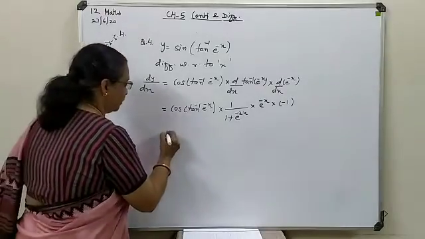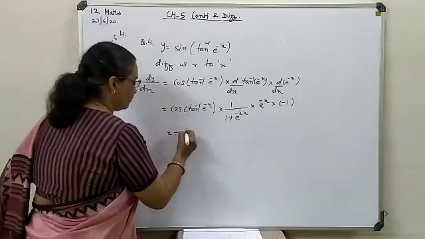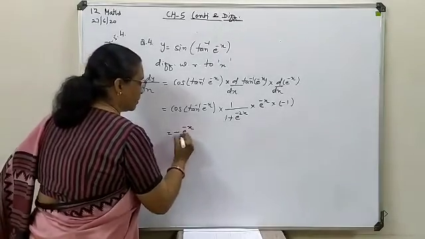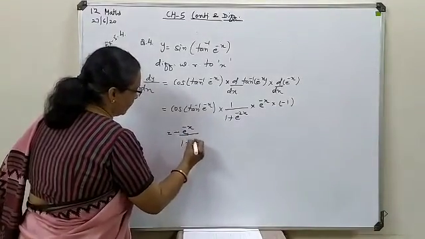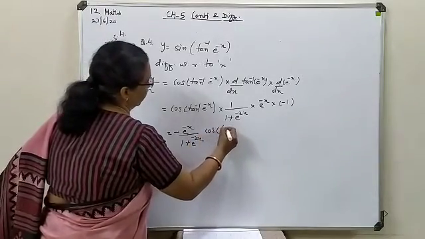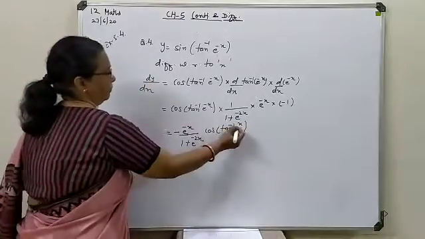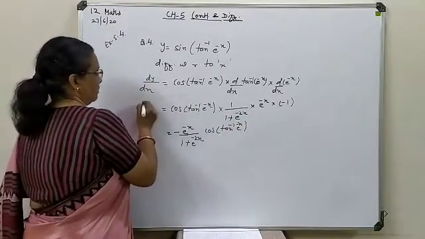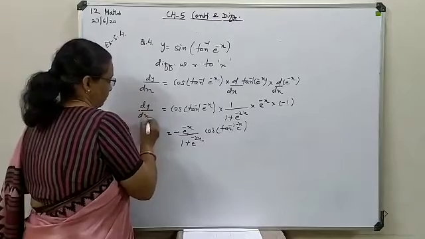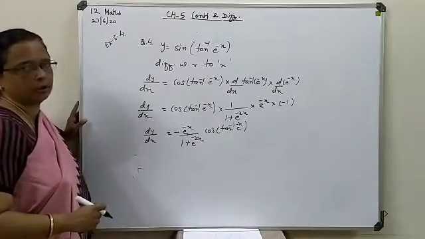Now go for combining all the terms. First of all, we will take the minus at the first position. E power minus x upon 1 plus e power minus 2x, and the cos term you will write as a product form. So this will be the final answer form. This way you can handle different situations with different combinations.